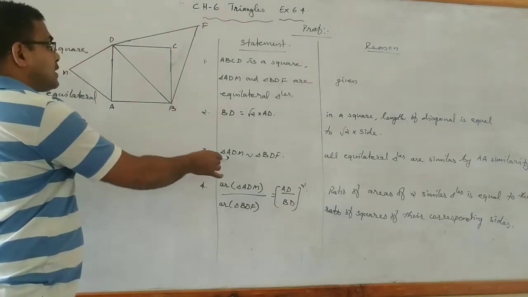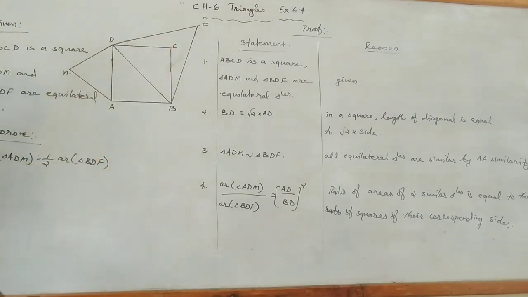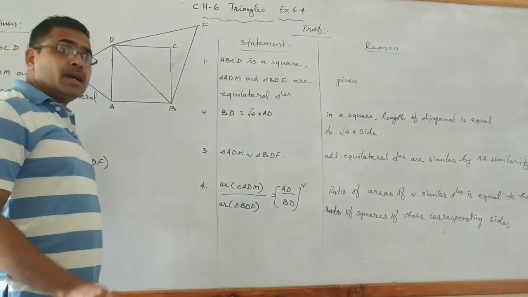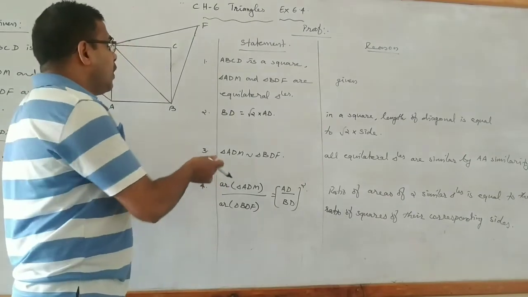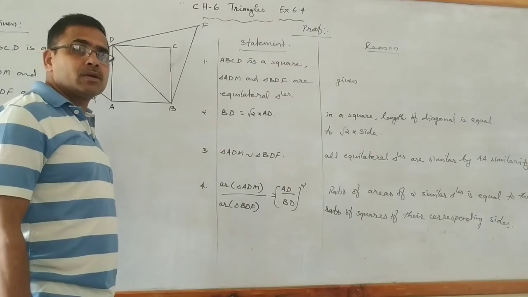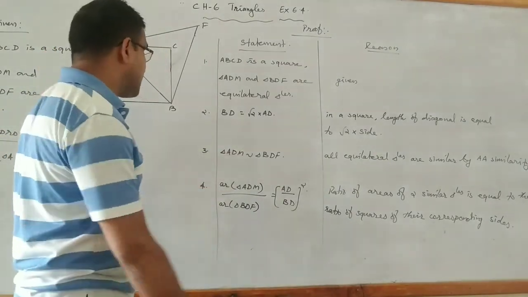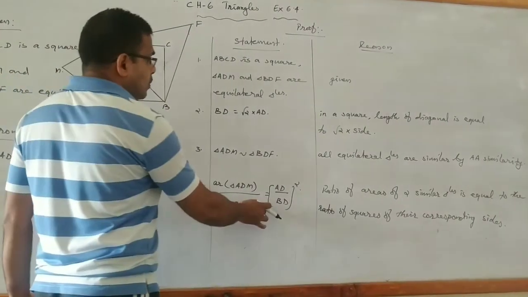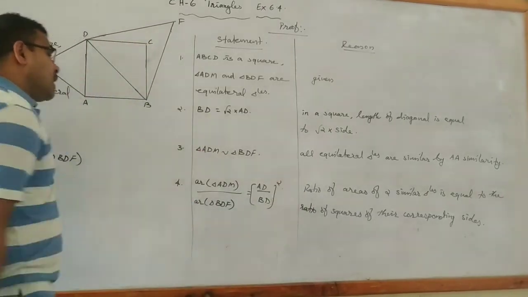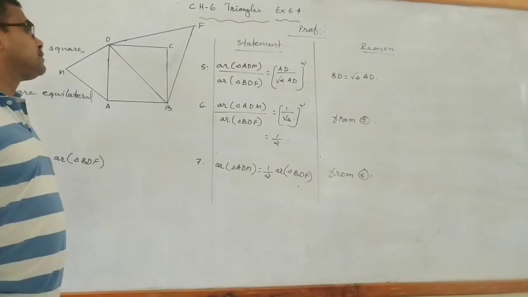Then again we can prove that triangle ADF and triangle BDF are similar triangles. What is the reason? We know all the equilateral triangles are similar. Why? All the equilateral triangles have their angles equal to 60 degrees each. By AA similarity, we can say all the equilateral triangles are similar. As usual, area of triangle ADF divided by area of triangle BDF equals (AD by BD) the whole square. Reason: the ratio of areas of two similar triangles is equal to the ratio of squares of their corresponding sides.